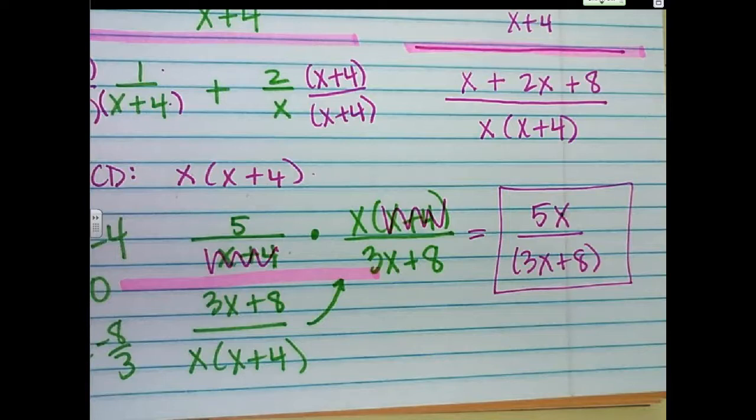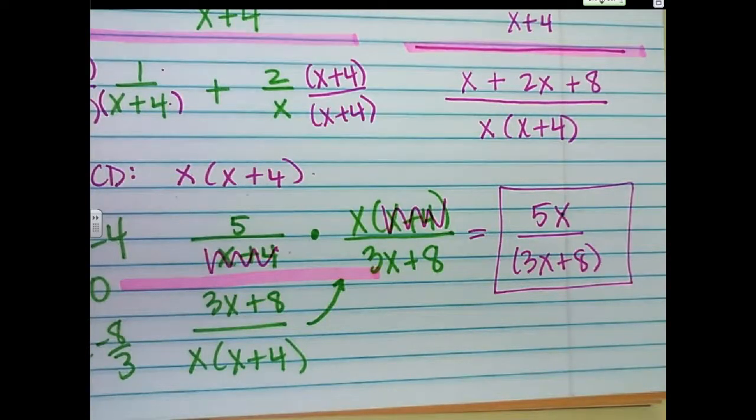Okay, I want to do one more with you, and then I have two to add to your homework that didn't get printed on there. So for the one we just did, we have to take our restrictions from three places. Because anytime you have a denominator, you want to make sure that that's not going to equal zero.